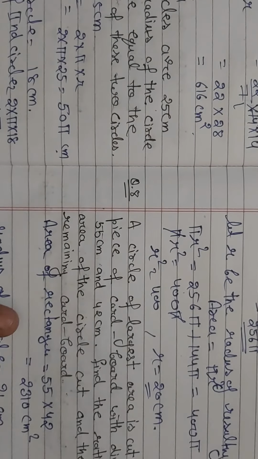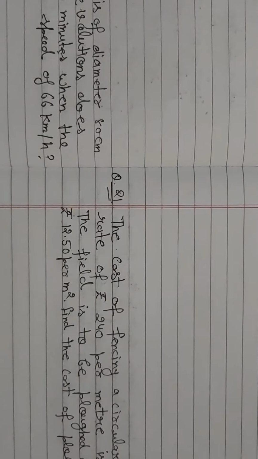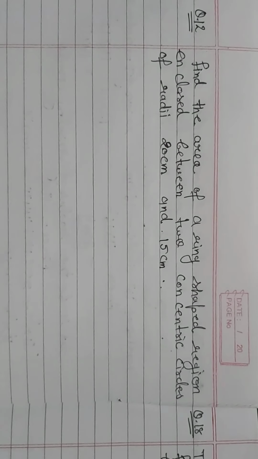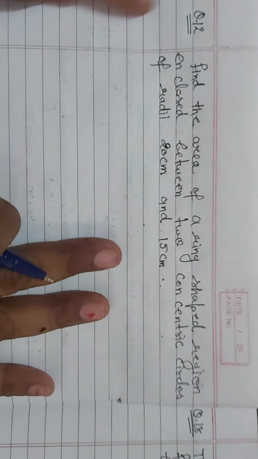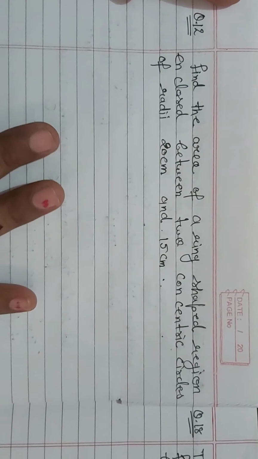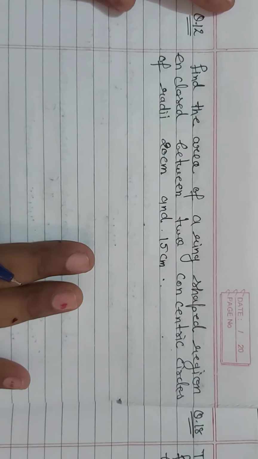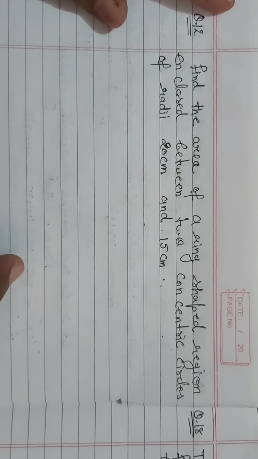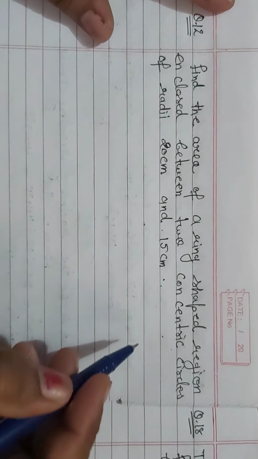Okay, then the ratio between the area of the circle and the area of the remaining part is 3:2. Next, move to the next question. Question number 12. Find the area of a ring shaped region enclosed between two concentric circles of radius 20 centimeter and 15 centimeter. Concentric circle means the center of both the circles is the same.